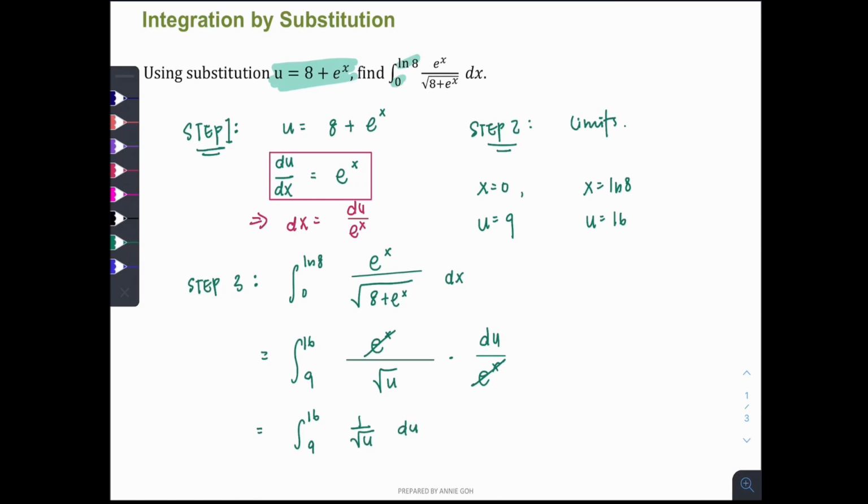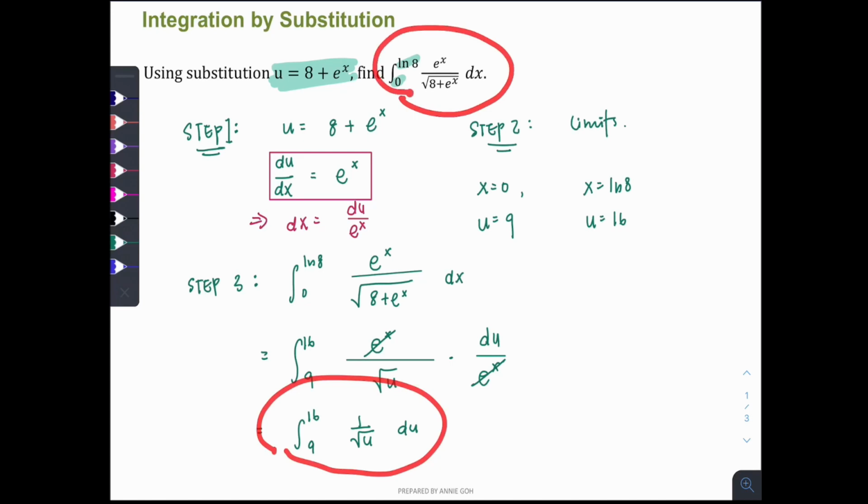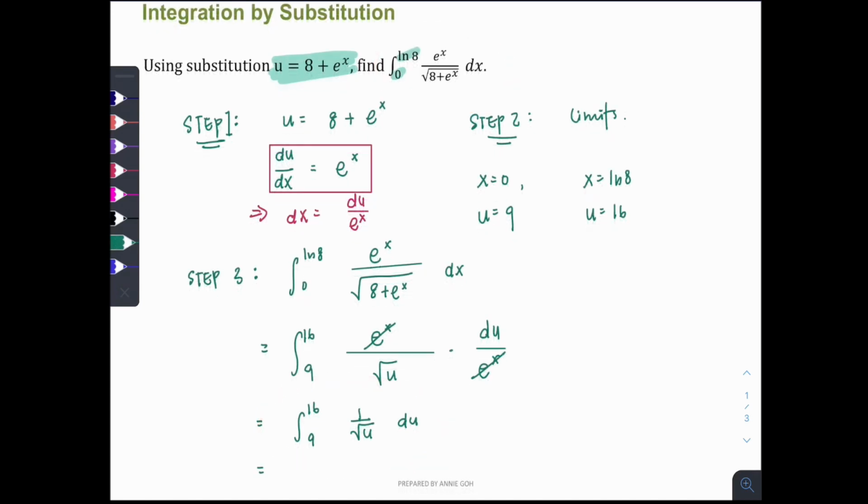Now notice that these limits are changed into u's limits. This one is changed into u's terms. And this is changed to du. And notice that now our integration actually becomes simpler. We just need to integrate 1 over square root u, compared to this: e power x over square root 8 plus e power x, which is so complicated. So that's the purpose of using the substitution method, to make the integration simpler.